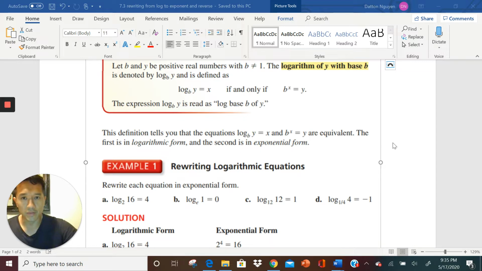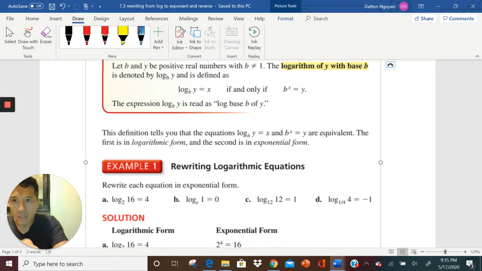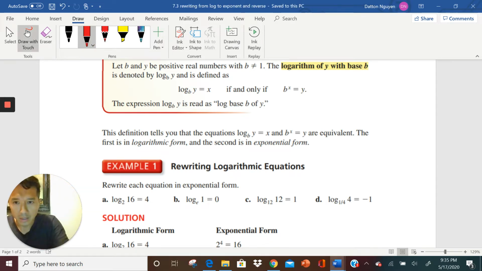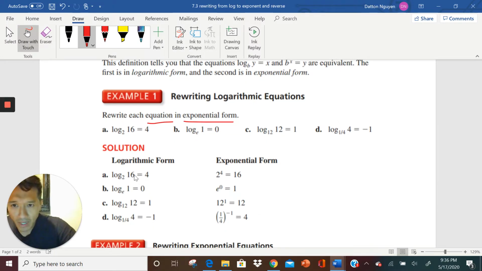Okay, so the very first thing I want to take a look at here is how to go from a logarithmic base to exponential. So here I'm going to take a look at writing each equation into exponent form. If I had the logarithmic form, log base 2 of 16 equal to 4, when you see the number after log, that's the base number.